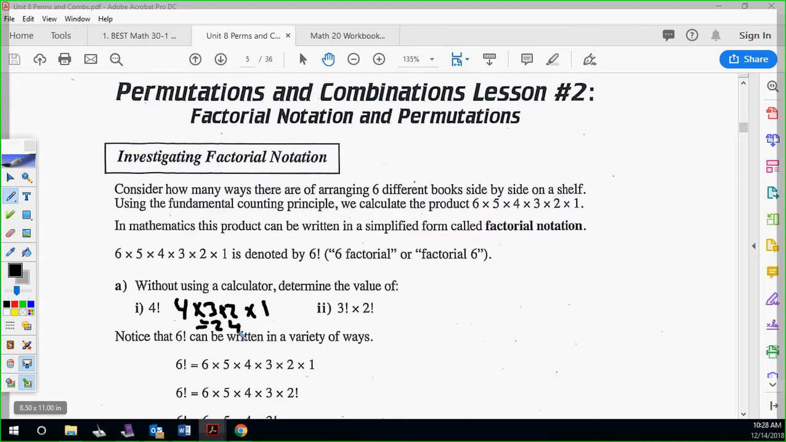Okay, this value here would be 3 times 2 times 1 times 2 times 1. So that would be 12. Oh, why did I write 6? 12.